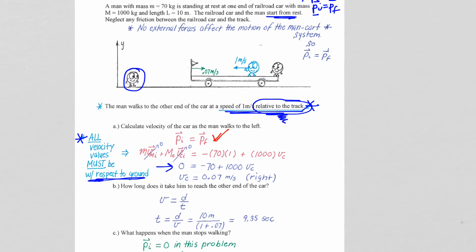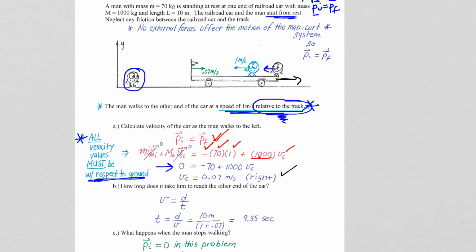So we know that the velocity of this 70 kilogram man to the left, that's why the negative is there, is 1 meter per second, and that gives the momentum of the man. The momentum of the cart with respect to the ground is going to be our 1,000 kilogram cart times the velocity of the cart. We can then calculate the velocity of the cart, the recoiling movement of the cart to the right as the man moves to the left, which is going to be 0.07 meters per second to the right.